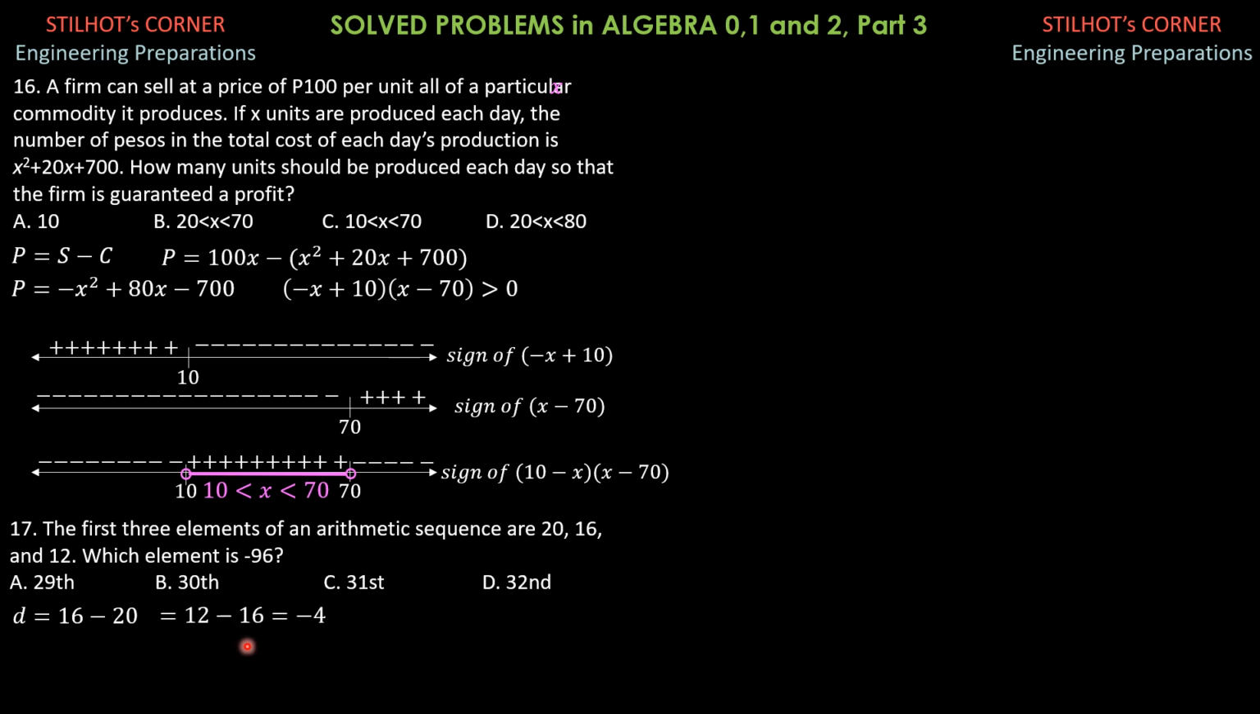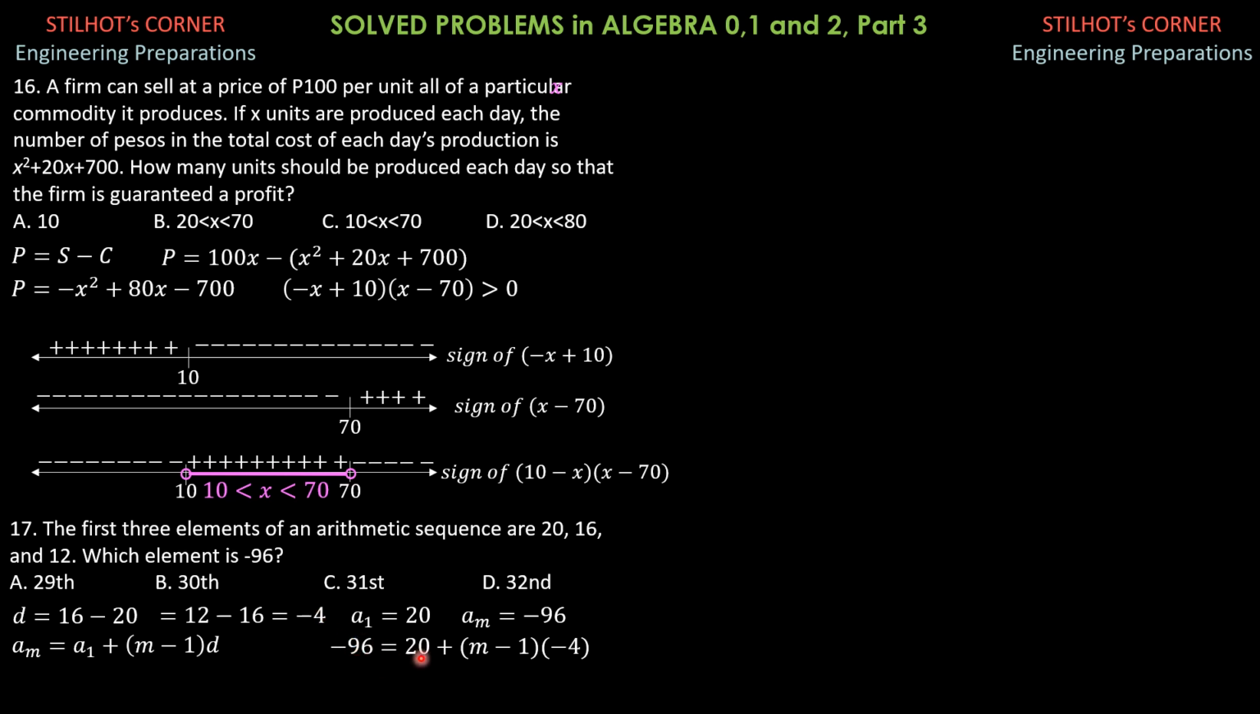And the formula for any element is equal to first term, first element, plus quantity n minus 1 times common difference. So a sub 1 is 20, a sub m is negative 96, to find m. So a sub m equals a1 plus quantity m minus 1 times common difference. Substituting, negative 96 equals 20 plus m minus 1 times negative 4. And d is negative 4.